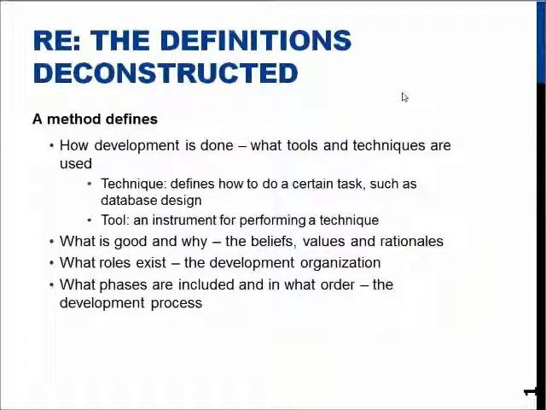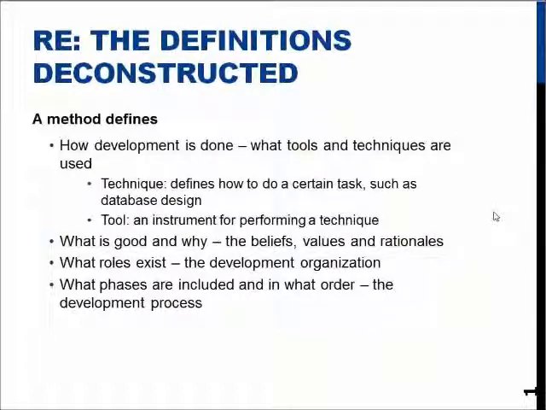systematic approach to work. Usually this means that a method defines how development is done, what tools and techniques are used, what roles exist, what each person in the development organization is responsible for, what is good and why, the beliefs, values and rationales. For example, in Scrum, having daily meetings or dividing workload into sprints and having all the features and requirements in sort of checklists. That's a belief that it's good for the process, and that's something that seems to be working.